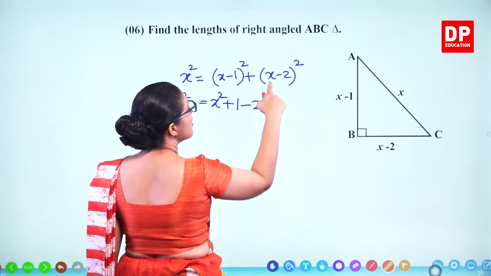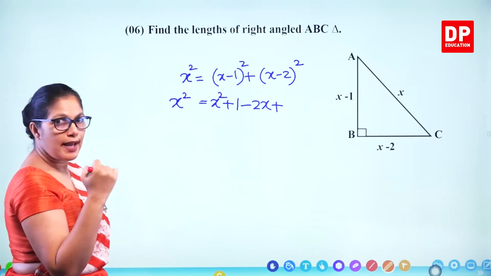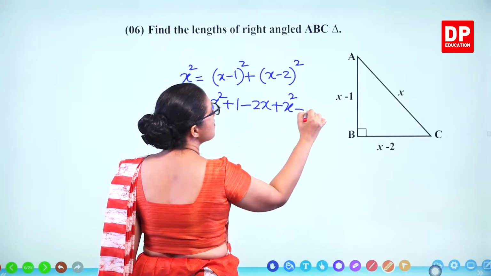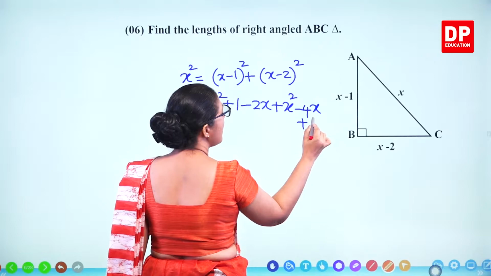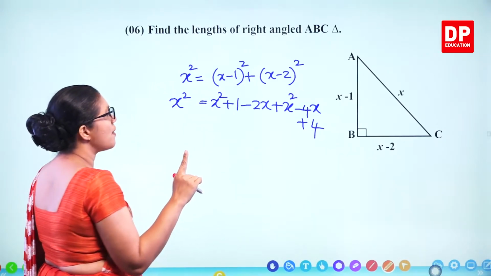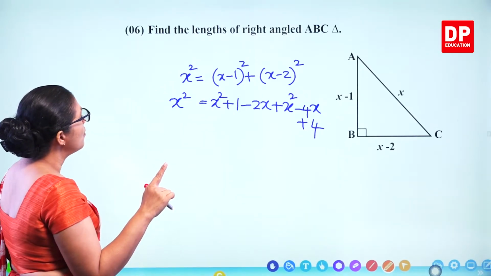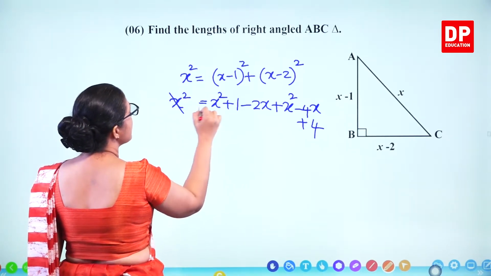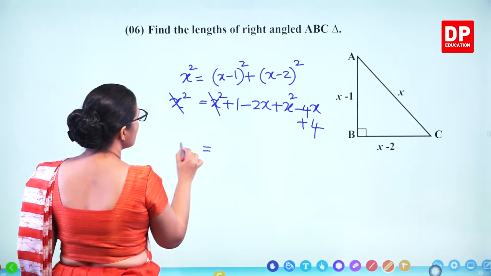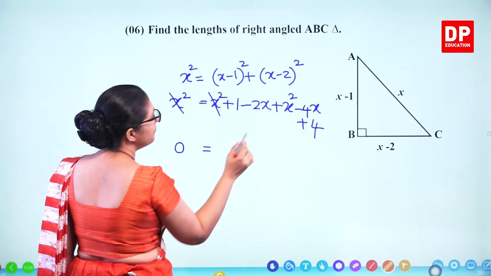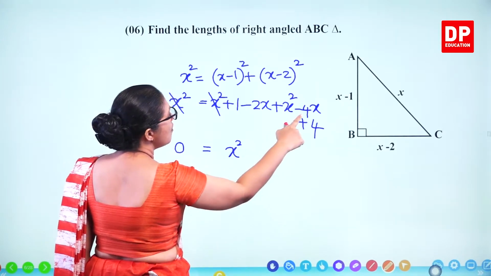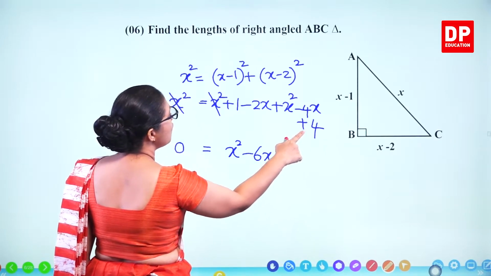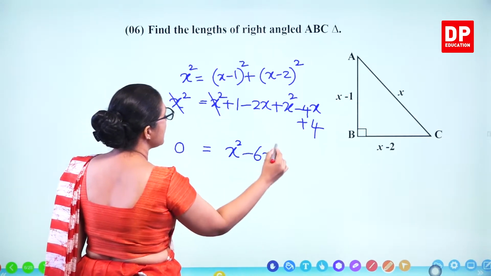Same thing for this term. Expand it. First term squared, double of this, minus 4x, and square of the last term, that's plus 4, minus 2 times minus 2. Now simplify, take all terms to one side. So x squared gets cancelled out. So you get 0 here. 1x squared, minus 4x and minus 2x, minus 6x. And 4 and 1, that's plus 5.